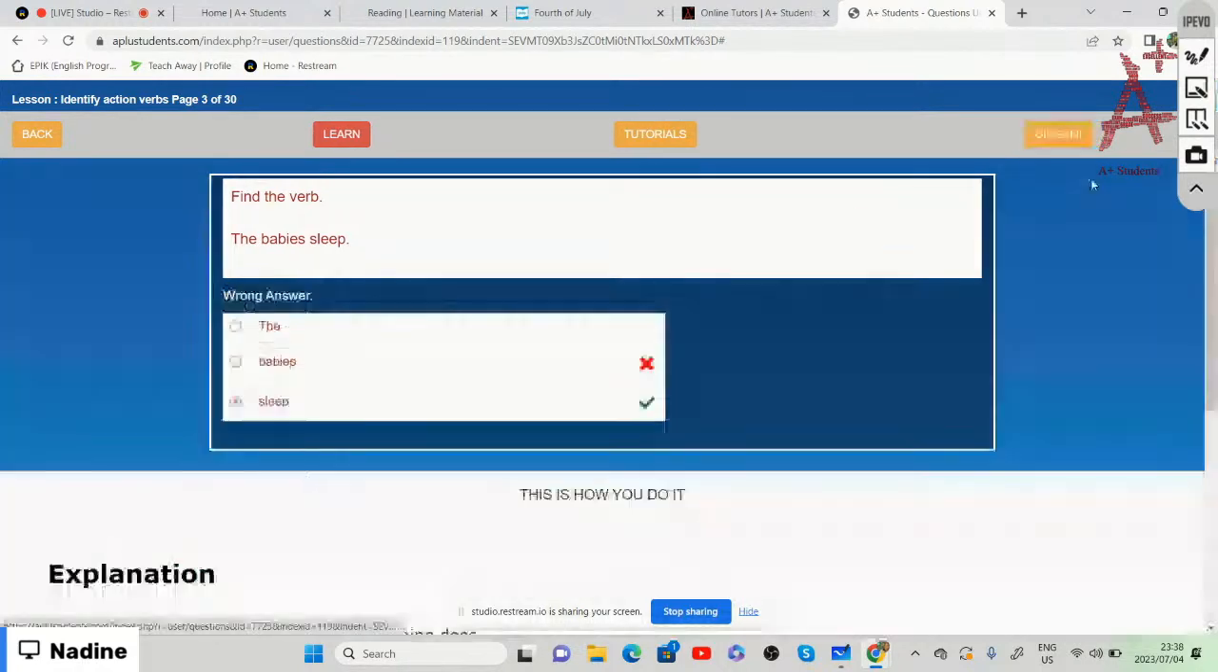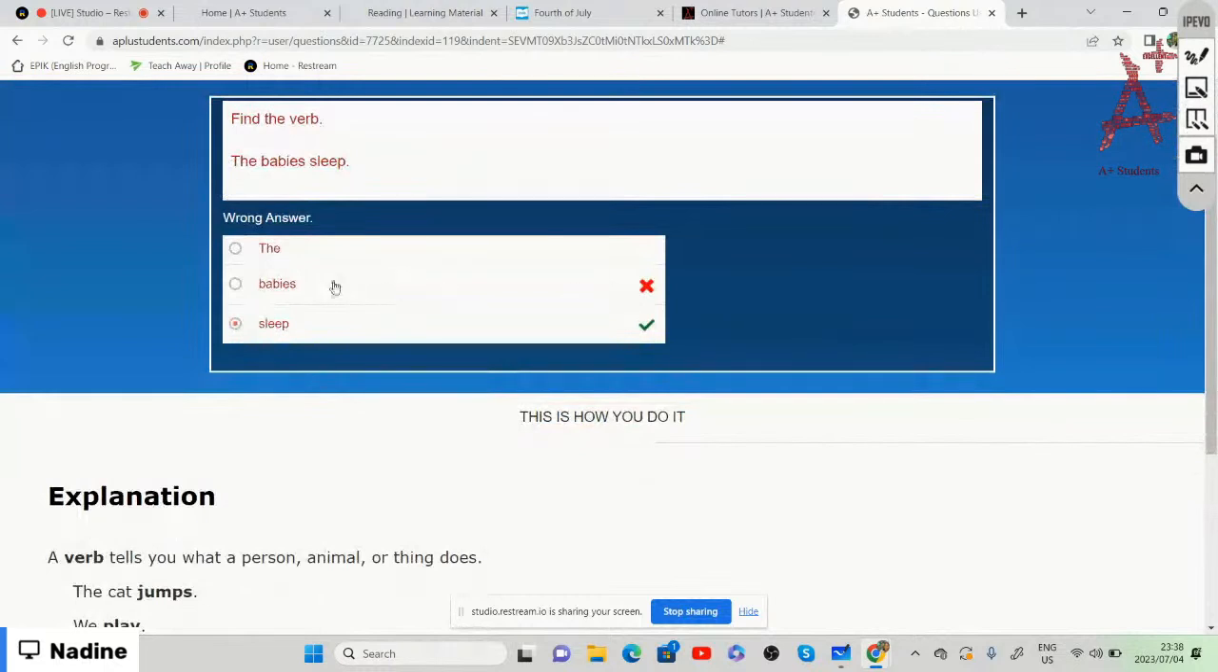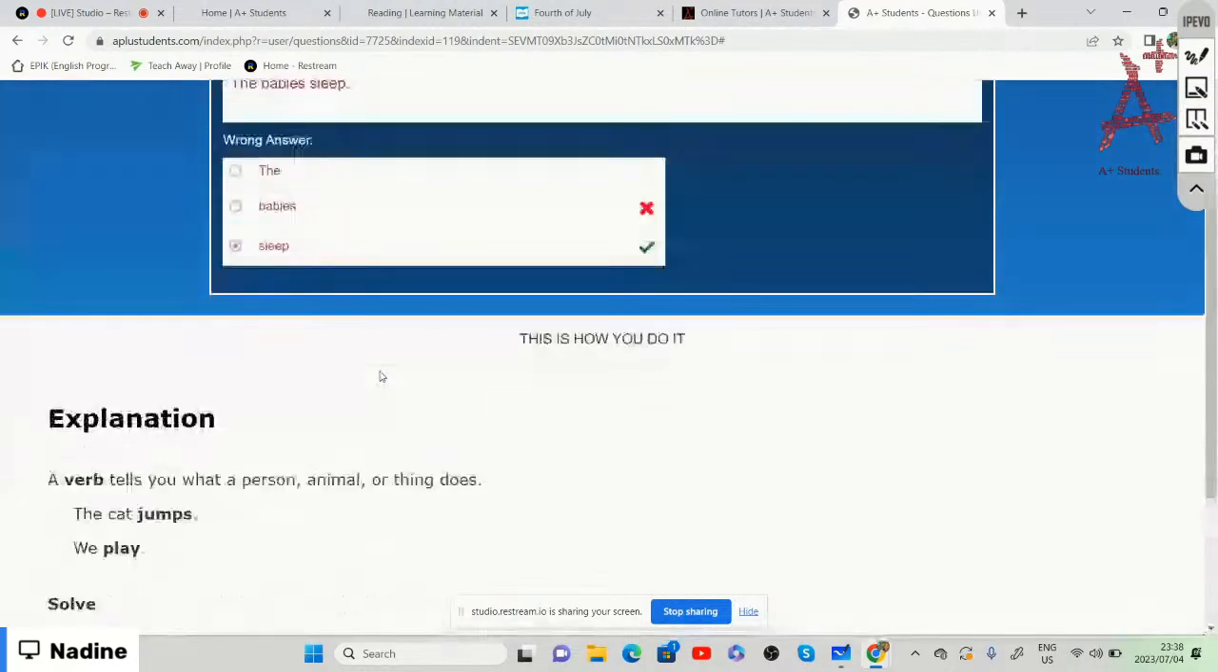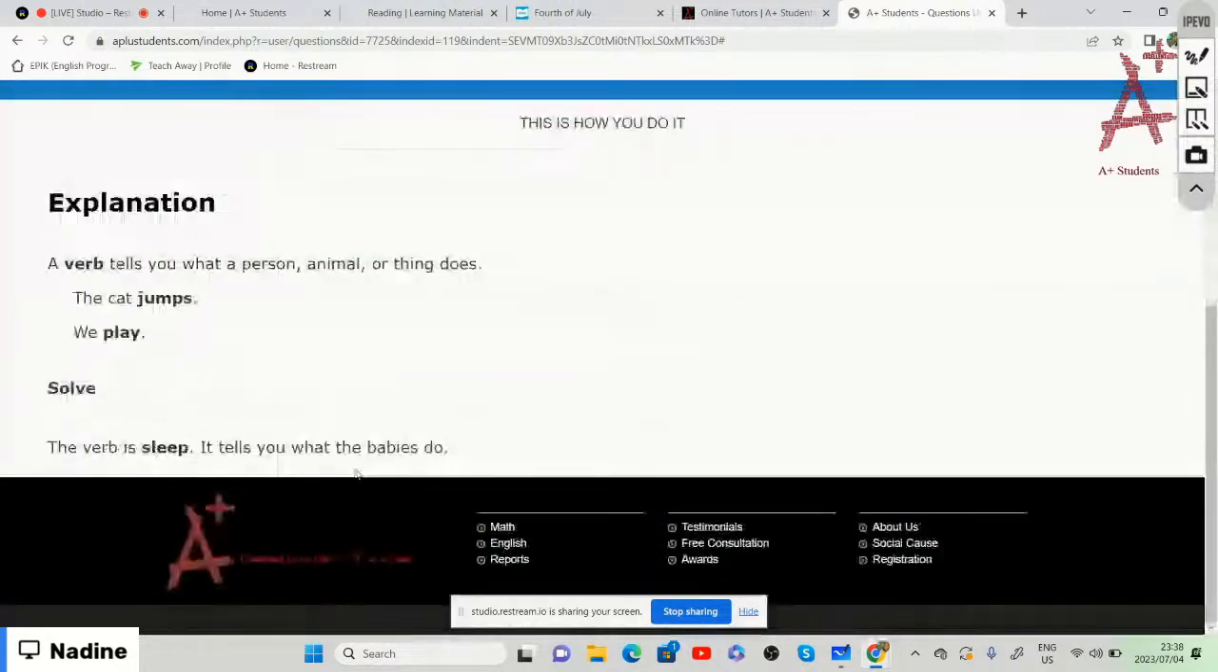Oh, so we chose babies, right? And babies is incorrect, right? Which means that sleep shows us what the babies do, right? So sleep is actually the correct word. So remember, whenever you get something incorrect, it will take you back to the tutorial, right? And here it will firstly explain what a verb is, tells us what the person, animal, or thing does, and the verb is sleep, right? And it tells us what the babies do, right?